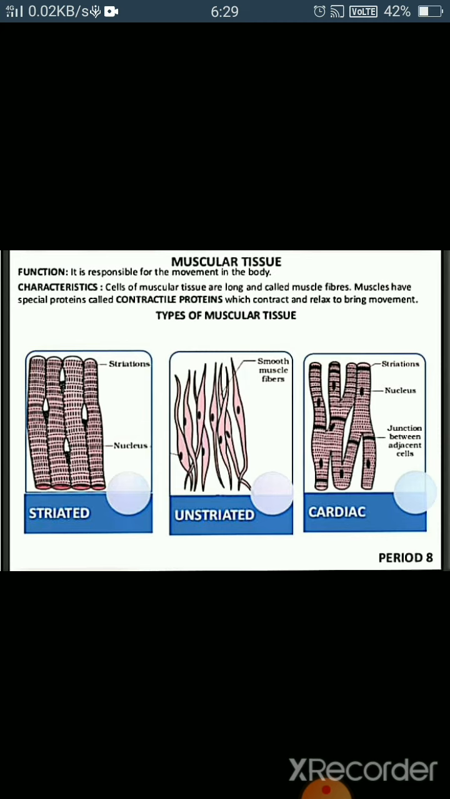Another is cardiac muscles. Cardiac muscles are present in our heart and show rhythmic contraction and relaxation throughout life. And these are also involuntary muscles as they are not in our control. Heart muscle cells are cylindrical, branched and uninucleated. So these are the three types of muscular tissues.